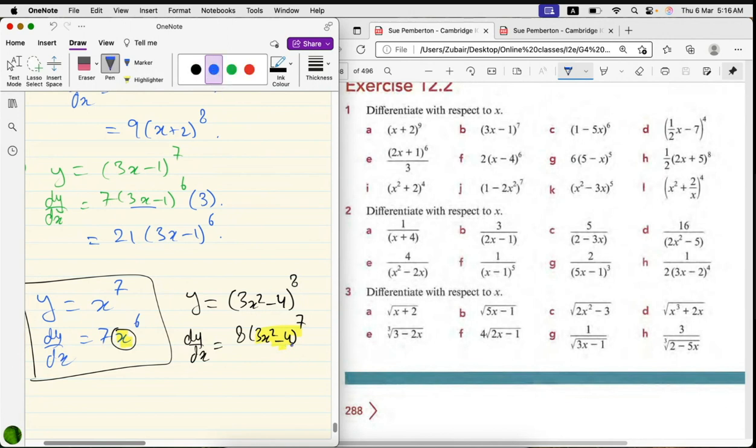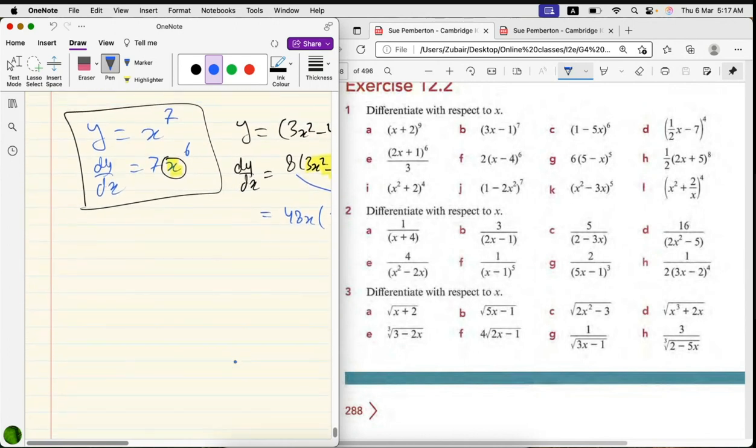Now differentiation of whatever is inside, in this case, is 6x. So you multiply with 6x. So 48x into (3x squared minus 4) raised to power 7. We are not going into any sort of expansions. These two were without power, so they could be multiplied, and then we still have the (3x squared minus 4) to the power of 7. Yes. Okay.